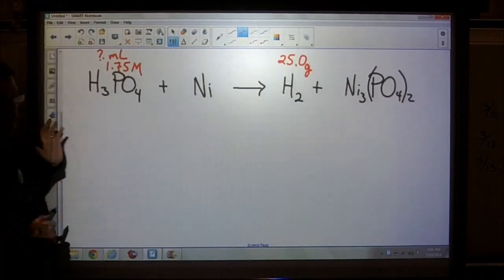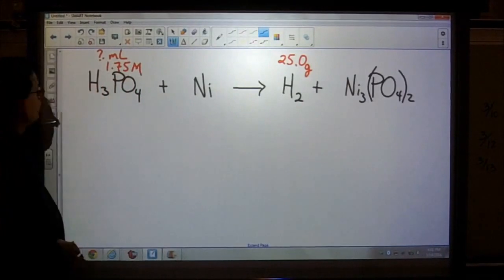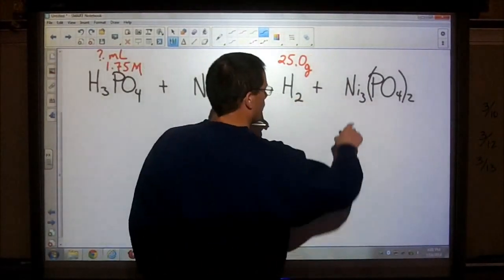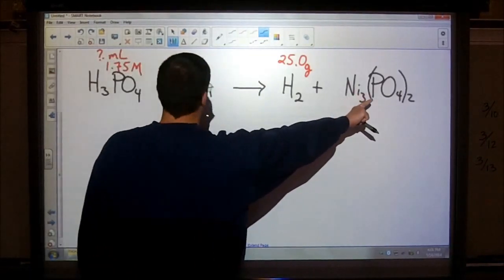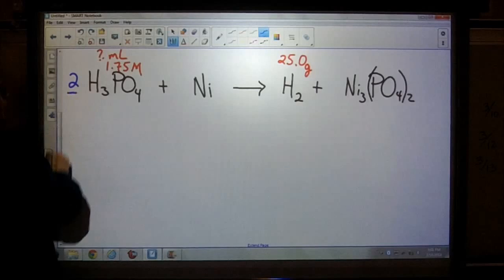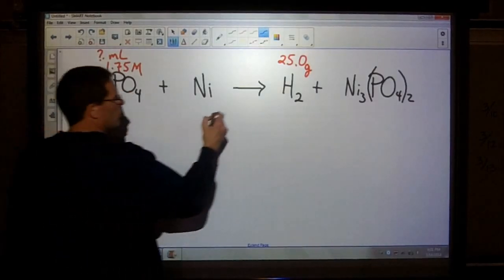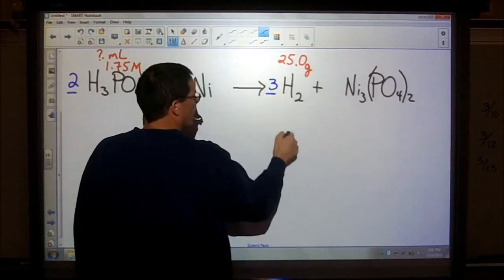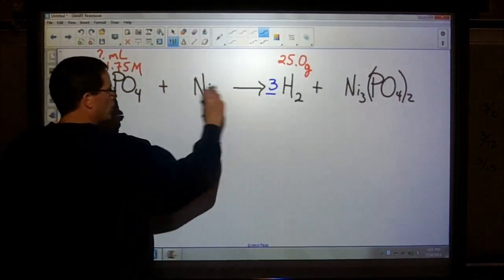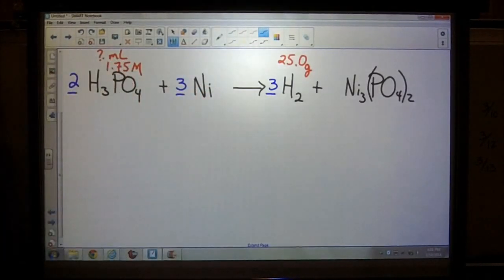Okay, step 1, write a balanced equation. So let's see here. What's the ugly one? That one looks like it's the guilty one. So we have 3 nickels. Actually, let's go with phosphate. We have 2 phosphates. Let's put a 2 there. So now we've got 2 phosphates. How many hydrogen do we have? 6? Good. So we'll put a 3 there. So now my hydrogens are balanced. So now it looks like we just need to balance the nickel. Put a 3 there. Okay, so everything's balanced.